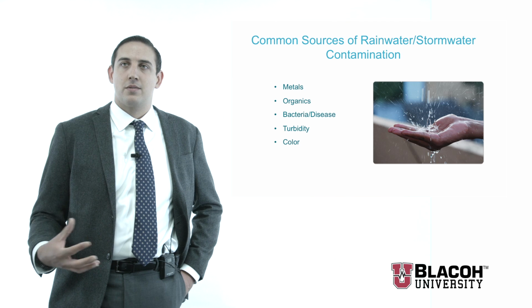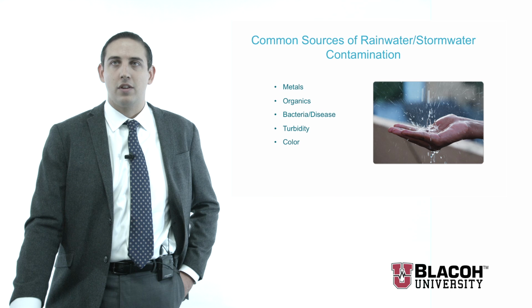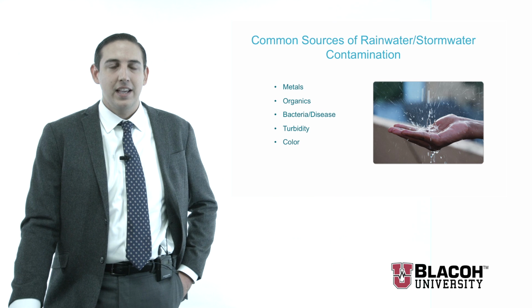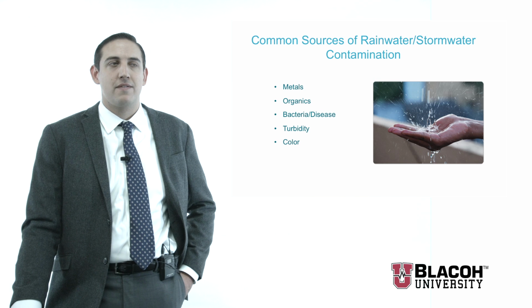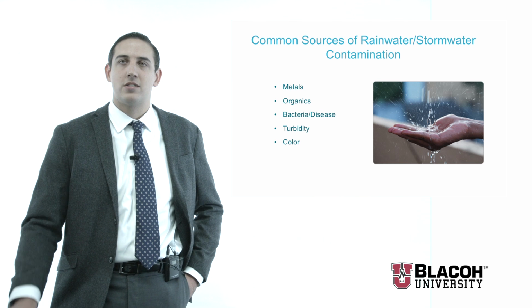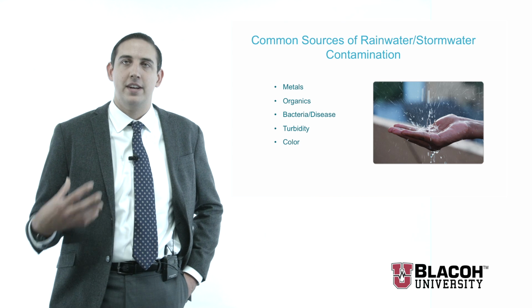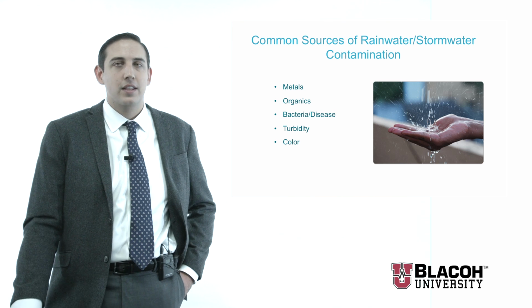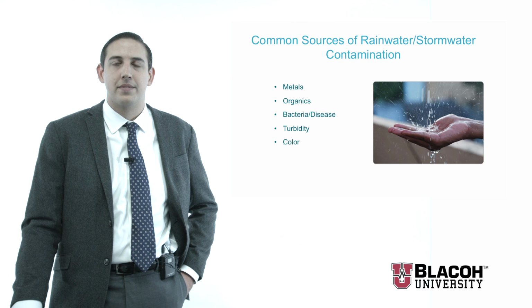The problem is, once it hits the surface and I start collecting it, it is no longer a clean water source. There are really 5 primary sources of contamination which can be found in both rain and stormwater. And again, stormwater in general is always more contaminated than rainwater. These are metals, organics, bacteria and disease, turbidity, and then color.